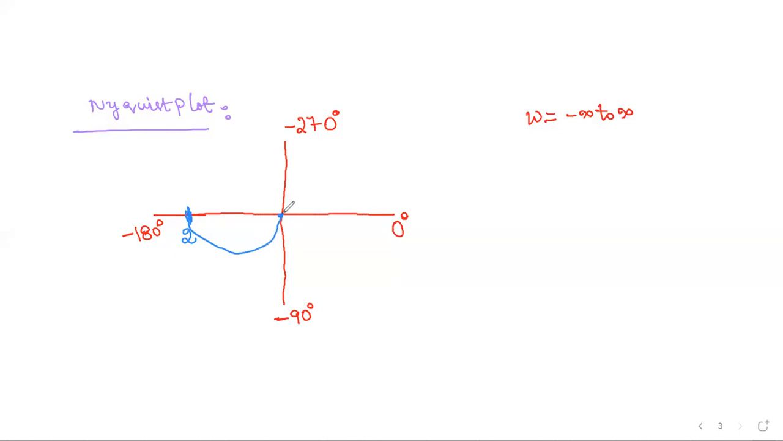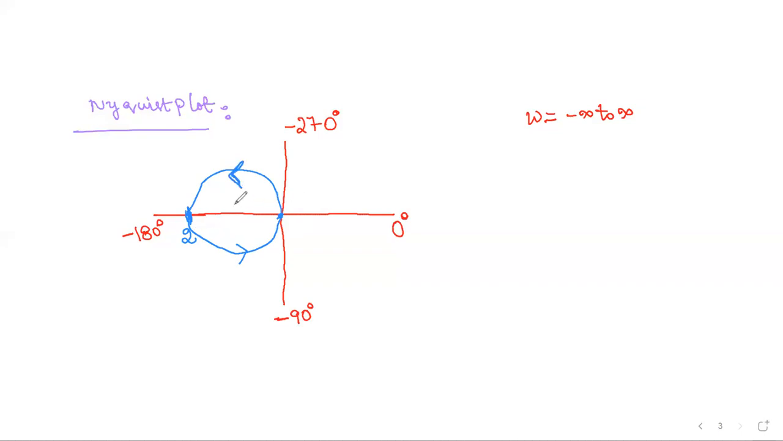So these values are from 0 to infinity. What I told, from minus infinity to 0, we take the mirror image of this. So we plot from 0 to minus infinity. So this is the Nyquist plot for the given open loop transfer function.